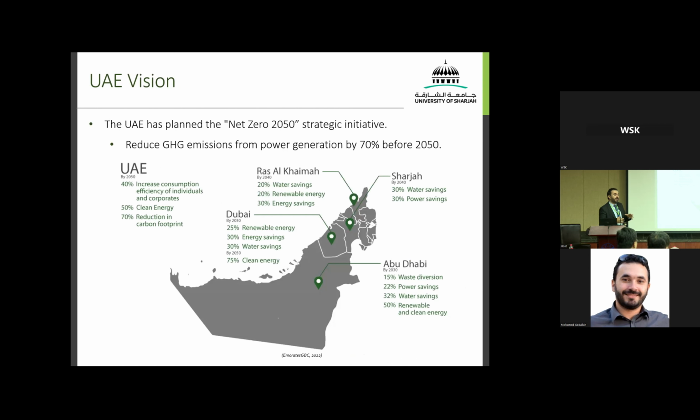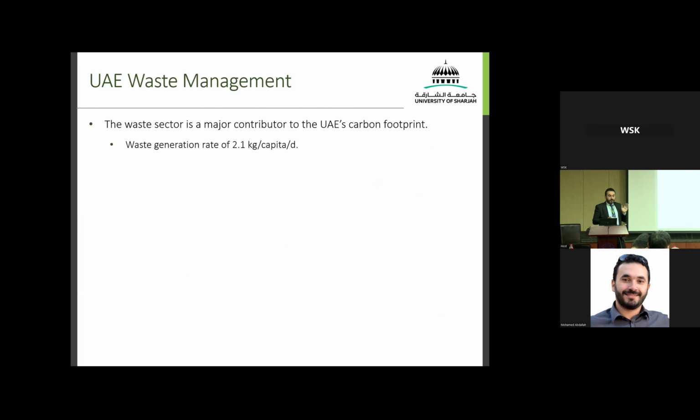So the UAE has a very ambitious vision that by 2050, they will reach the net zero target. And each one of the Emirates pledged to have certain savings in terms of the water, the power, and how they compose their energy mix, to cut 70% of the greenhouse gases from power generation by 2050. When it comes to the waste management, as I said, it's one of the major contributors to the carbon footprint of the country.